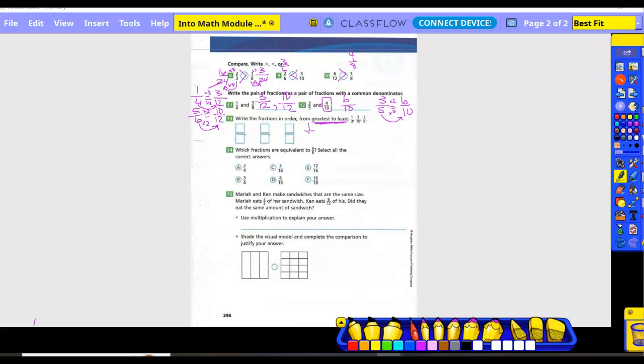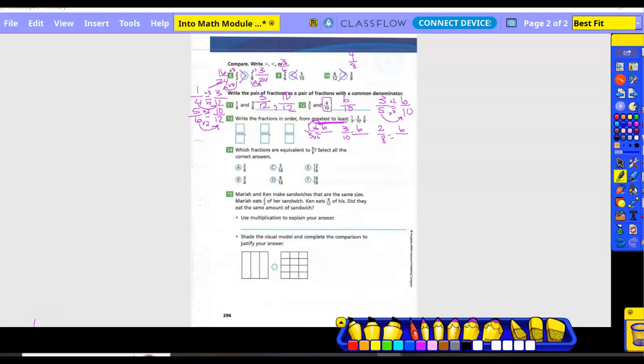So I can have 1/3 equaling, what's going to be my common numerator? 6, right? 6 over something. 3/10 equaling 6 over something. And 2/8 equaling 6 over something. So how did I go from 1 to 6? Times 6. What I do on the top, I do on the bottom.